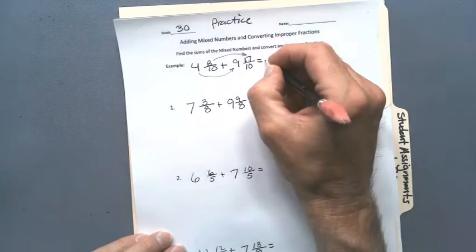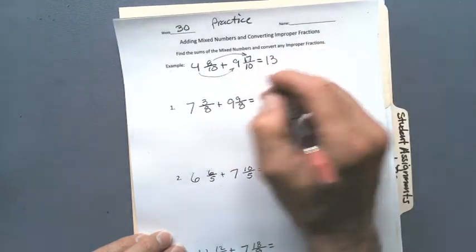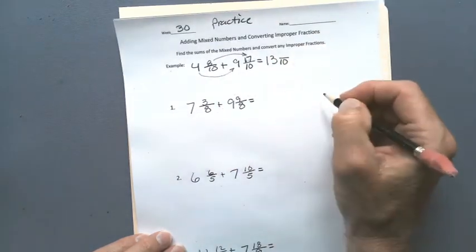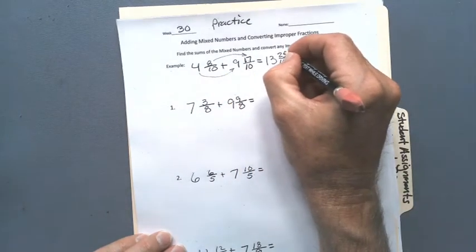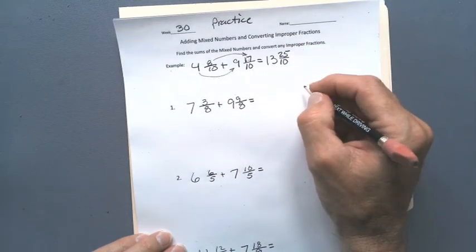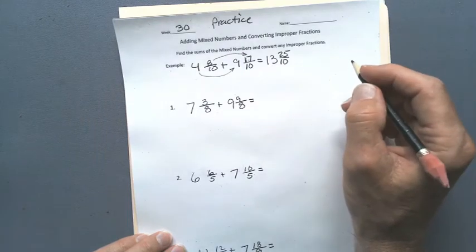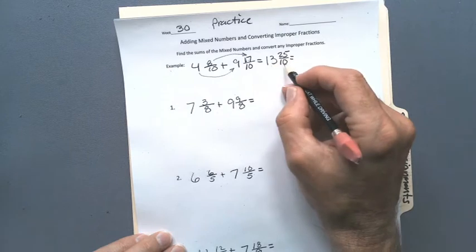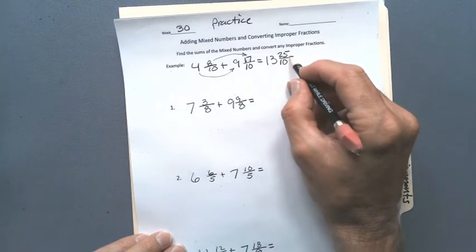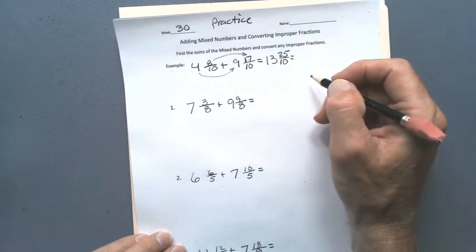I'm going to add those together. I get 13. We're doing this in tenths. I'm going to take the 8 and the 17. That's 25. Again, I'm doing this addition in my head. You should be able to do that in your head as well. And now I've got to convert this 13 and 25 tenths. I have to convert this improper fraction into its whole and its parts.